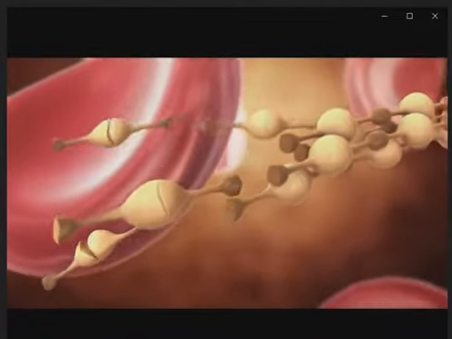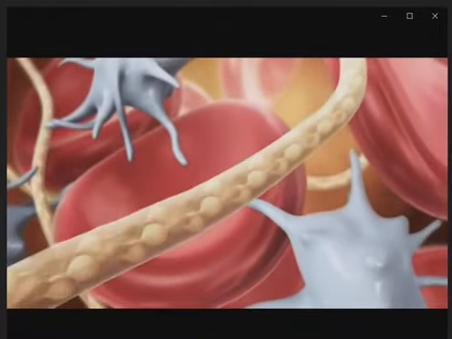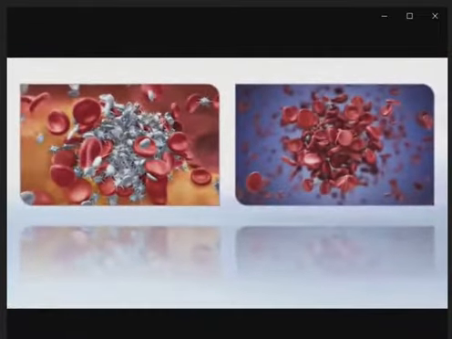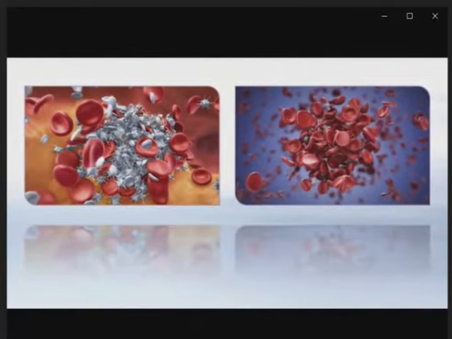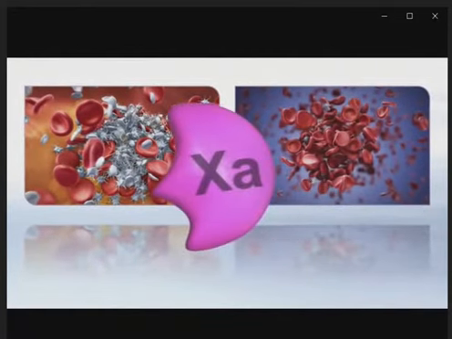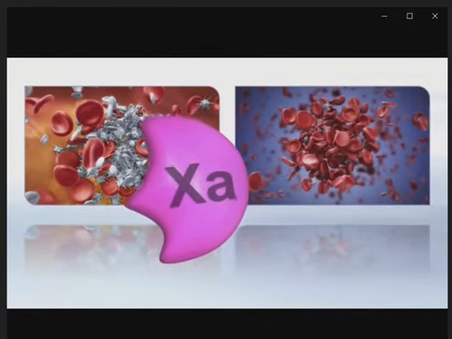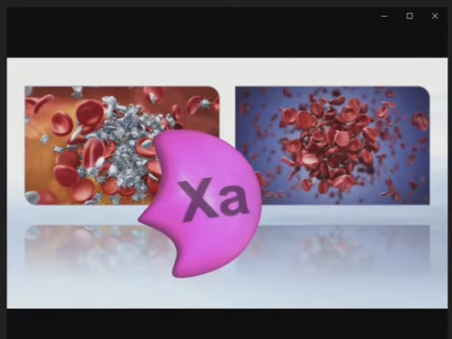Fibrin then forms strands, making up the mesh that stabilizes the platelet plug in an arterial clot and holds together the red blood cells in a venous clot. It can be concluded that the central role of factor 10A in the coagulation cascade makes it a viable target for therapeutic intervention in pathologically altered blood coagulation.